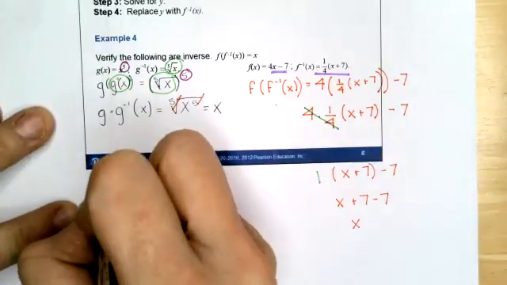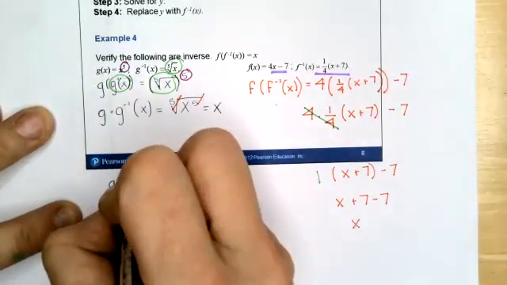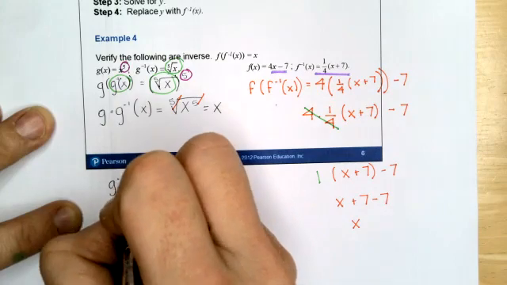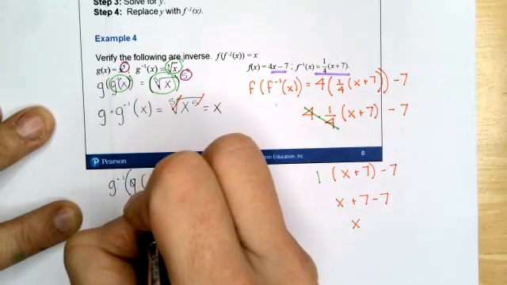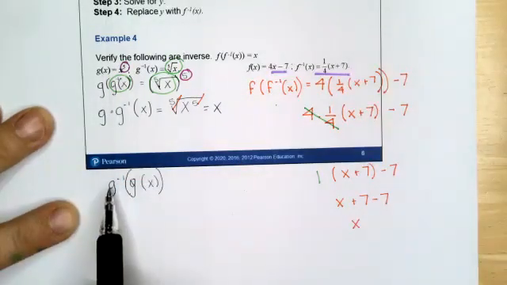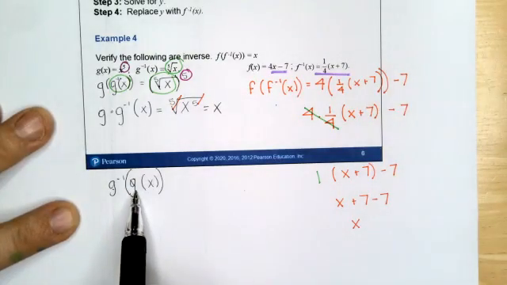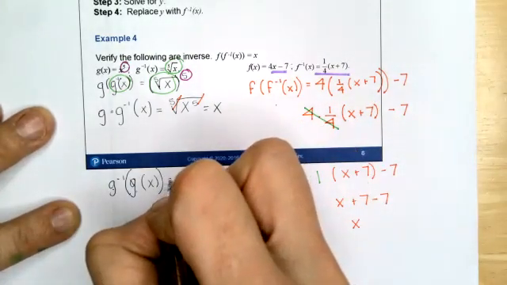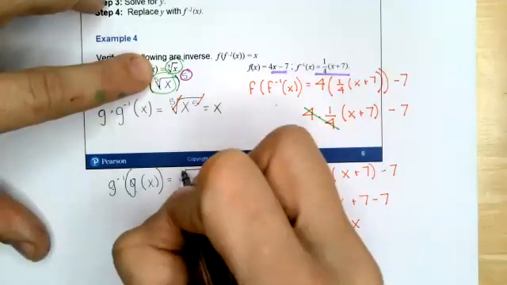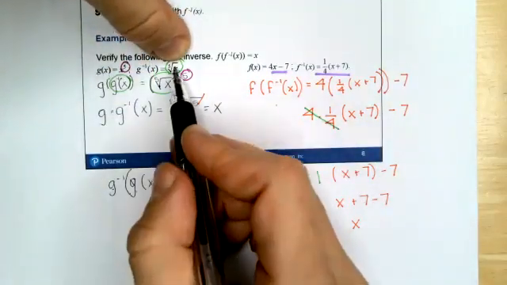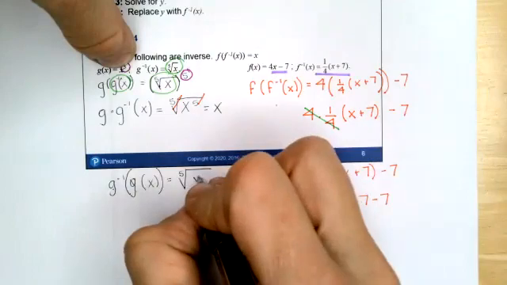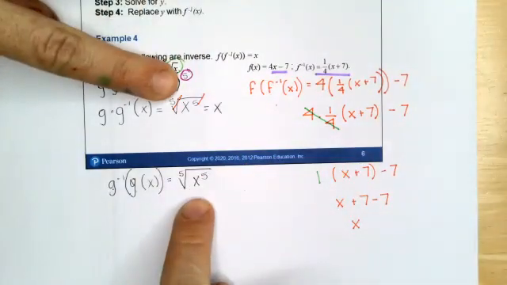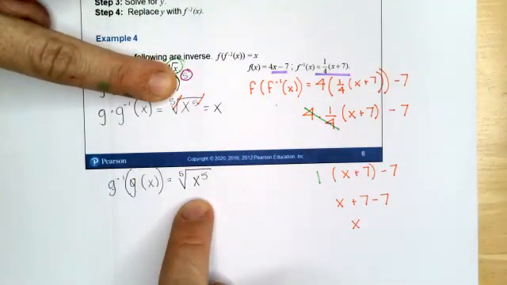You could say the inverse of the inverse of g of x is fifth root, and instead of that x, I'm going to put in x to the fifth. You still have the exact same thing. Okay, it doesn't really matter what order.